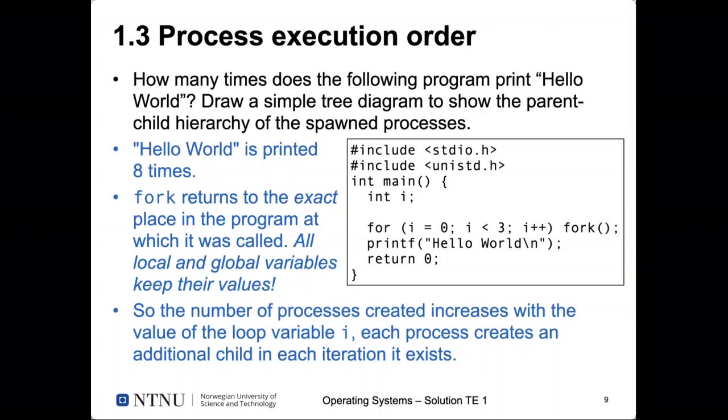Of course, the idea was to figure it out in your head and then to draw a simple tree diagram to show the parent-child hierarchy. So hello world is printed 8 times here. And this is because fork returns to the exact place in the program at which it was called. So all the local variables are copied from the original process, including the values, including the value of i for our loop counter here. The number of processes created increases with the value of the loop variable i, because each process that has been created in the next iteration creates an additional child in each iteration in which it exists.